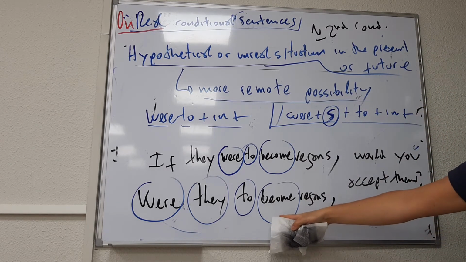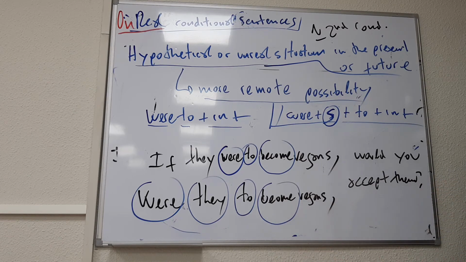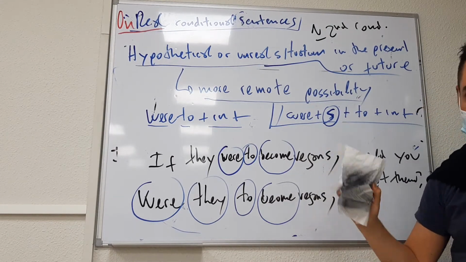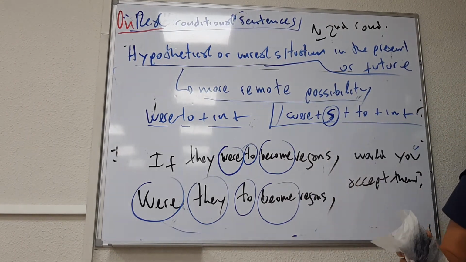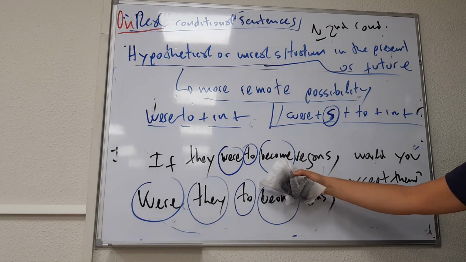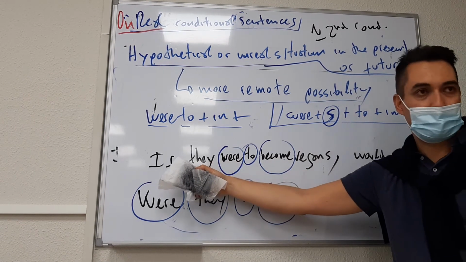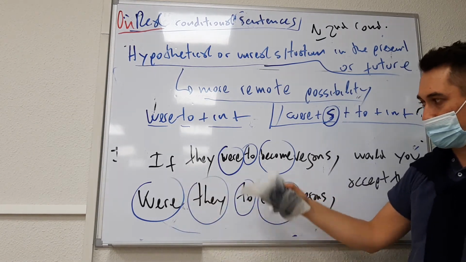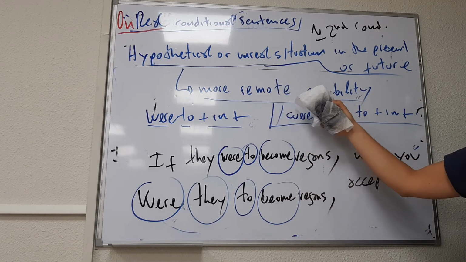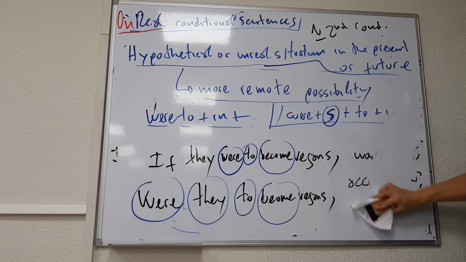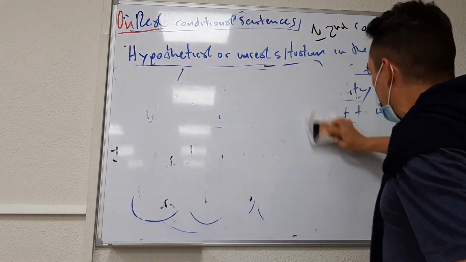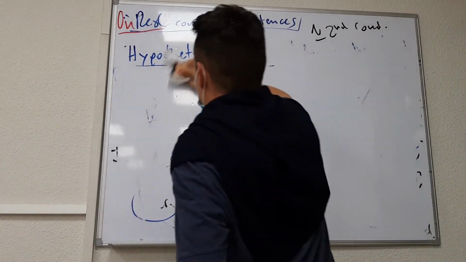I would say this one is more formal. Were they actually? This is an inversion. Whenever you see an inversion, watch out. Formality. Were they to become vegans? Would you accept them? If they were to become vegans, this one has a typical structure. It's not inverted. I would say it's not as formal as this one. But both of them express a more remote possibility. Whenever you see an inversion, that's a clear indicator of formal structure.